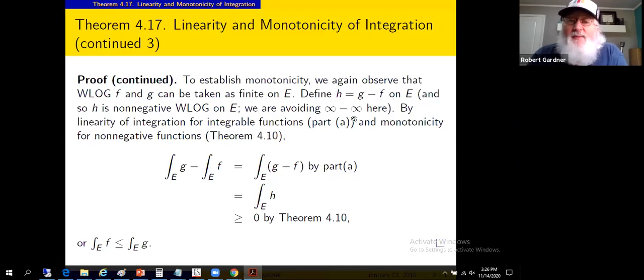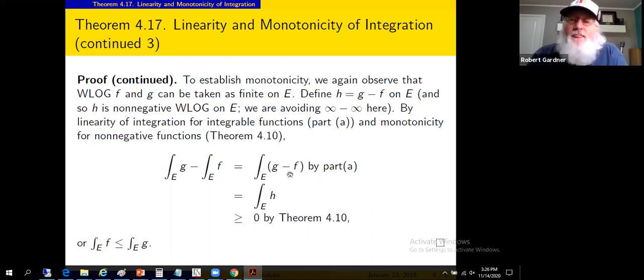We've avoided the infinity minus infinity because we've done the finite everywhere without loss of generality. We're integrating a non-negative function. They have integrals which are themselves non-negative. Linearity of integration holds for integrable functions. That's what we did in part A. So if we look at the integral of g minus the integral of f, that's the integral of g minus f. So there's the linearity part that we have now established for integrable functions.